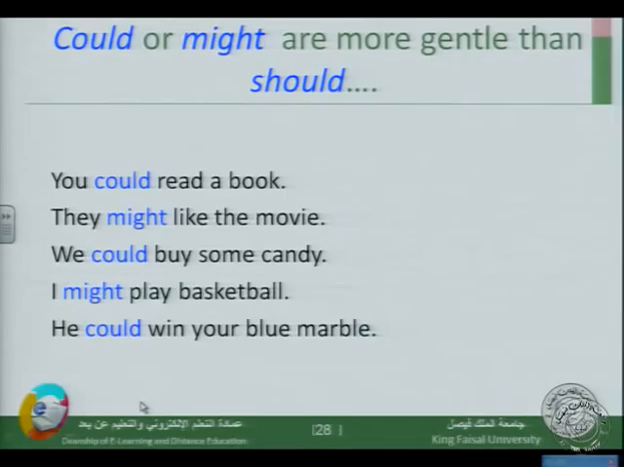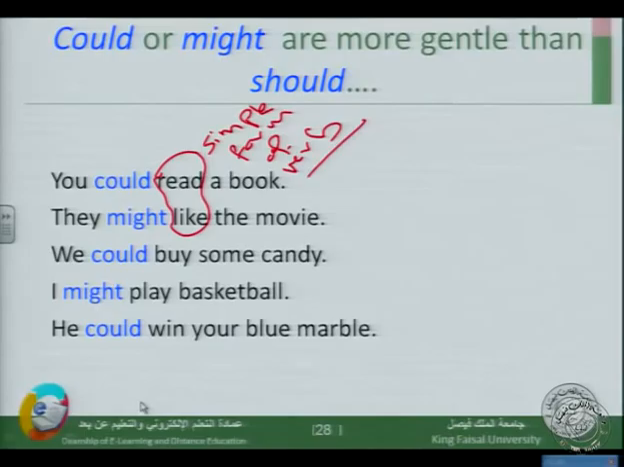So all of these are sentences offering some advice. Also, we have talked about how to use could or might, and we said that they are more gentle than should. They are more gentle than should. So, as you can see here, after could and might, like should, they are followed by the simple form of the verb. Simple form of the verb. Okay?